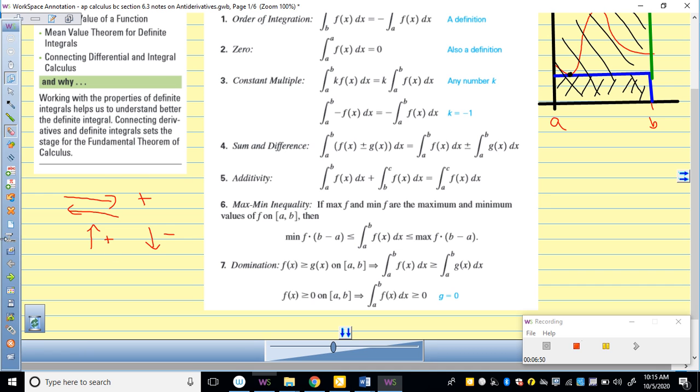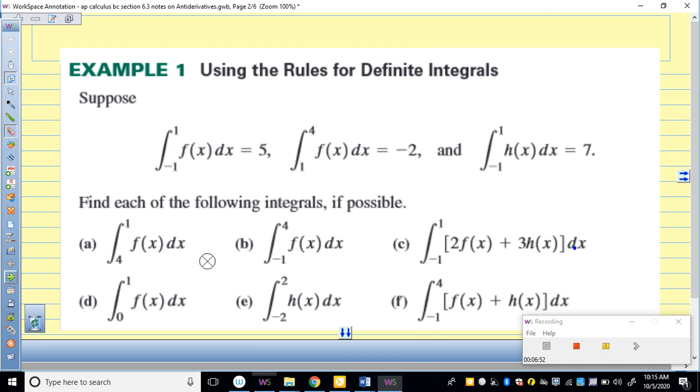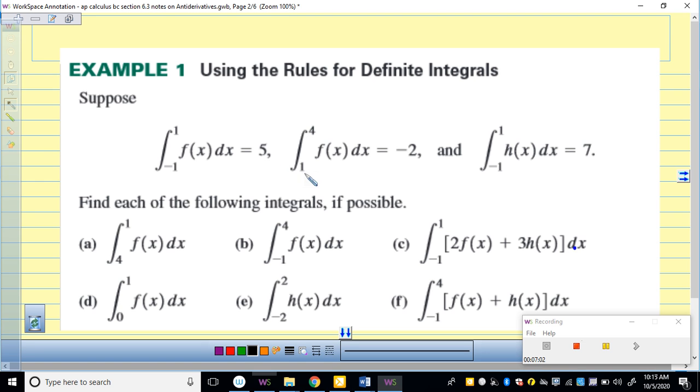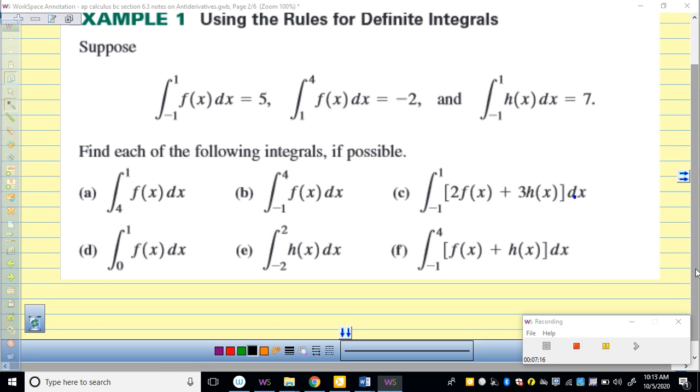All right, so let's go take a look at using the rules of the definite integrals. So let's say we are given the area under the curve from negative 1 to 1 of f of x dx is 5. Area under the curve from 1 to 4 of f of x is negative 2. And the area under the curve from negative 1 to 1 of h of x dx is 7. And we want to figure out each of these values down below. So find each of the following integrals if possible.